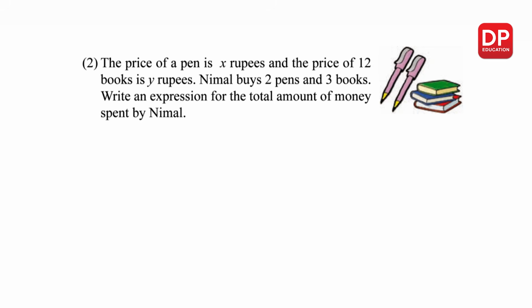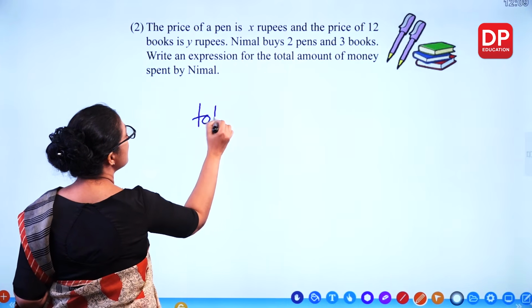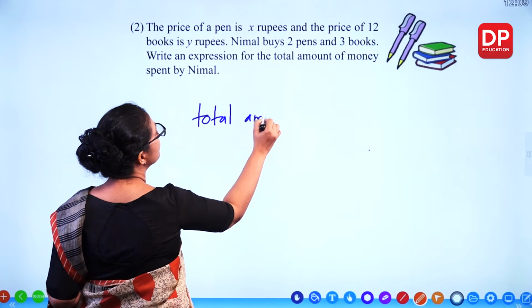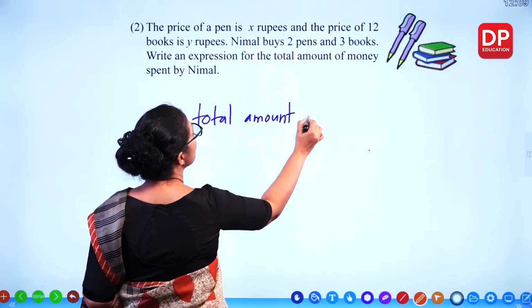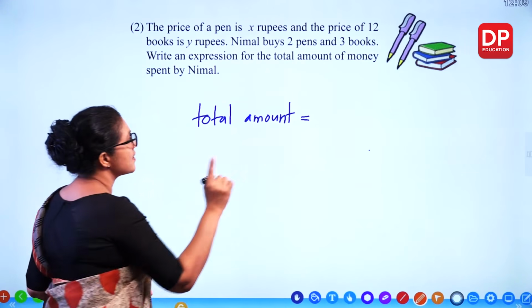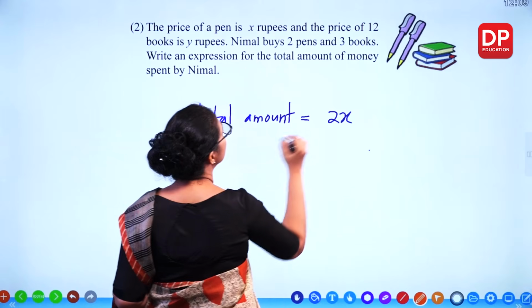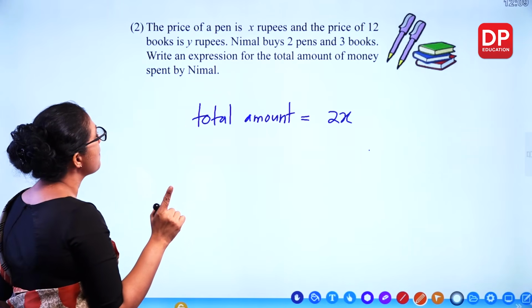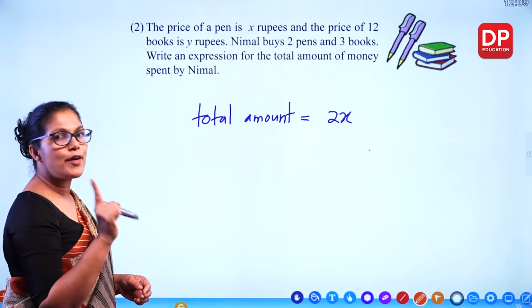The price of a pen is x rupees and the price of 12 books is y rupees. Nimal buys 2 pens and 3 books. Write an expression for the total amount of money spent by Nimal. Total amount is equal to 2 pens. 1 pen is x, so that's 2x. 3 books. 12 books, y rupees.